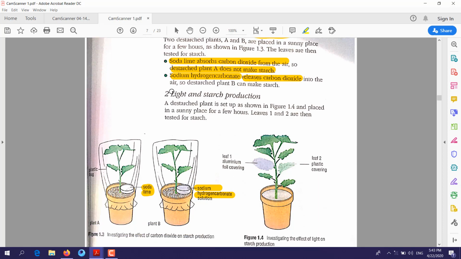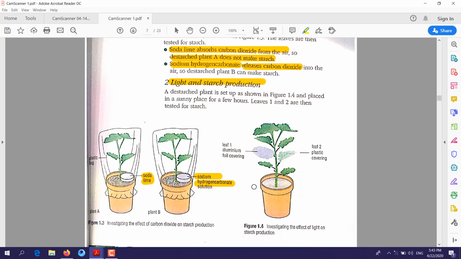The second way is by light. Light and starch production. Now, if you look at this plant, these two leaves are covered. The first one is covered with aluminium foil. The second one is covered with plastic covering. Now, you will ask, what is the difference between these two materials? As we know, aluminium foil will not let light pass through it. But here, it's plastic. It's transparent, so the light can pass through it.